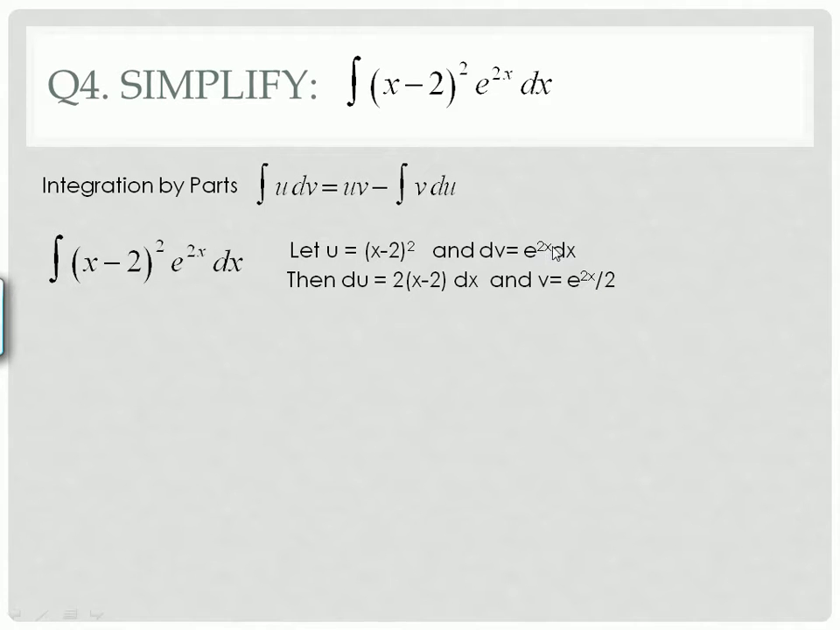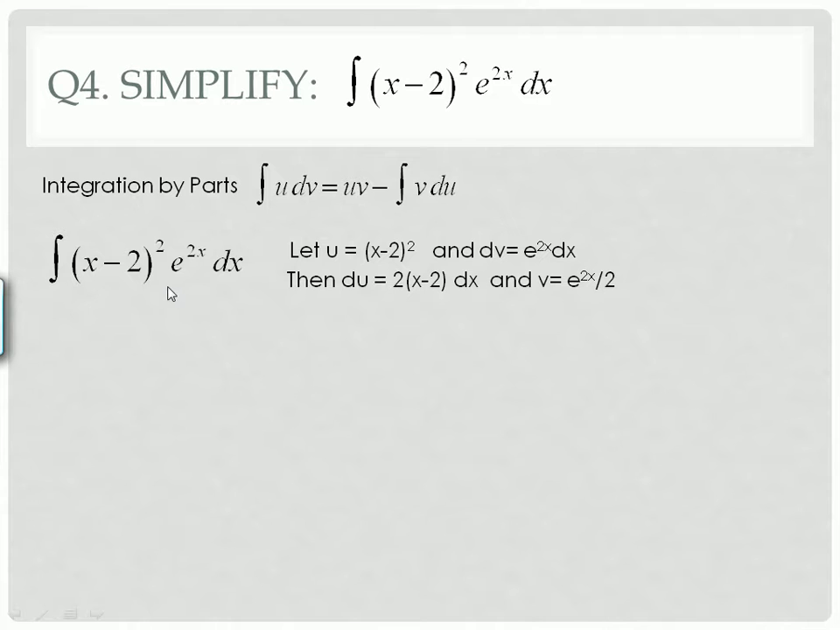You might need to do a substitution. Let q or something equal 2x, and then dq is equal to 2 dx. And when you work that all out, essentially you're going to be dividing by 2.